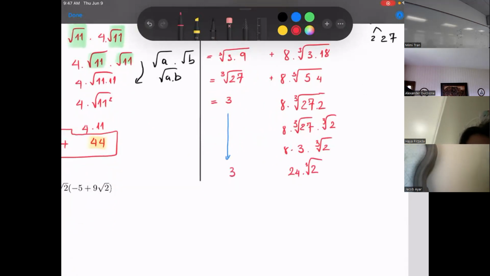Then you bring this down. So 3 plus, can I combine? Can I combine 3 with the 24? No, they're not like terms, right? If hypothetically I had something like this, then yes, I can, but I don't have that, so leave it alone. You're done.